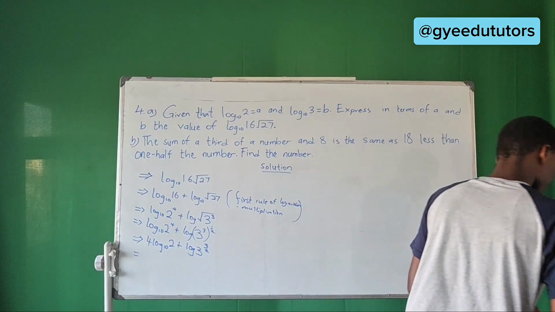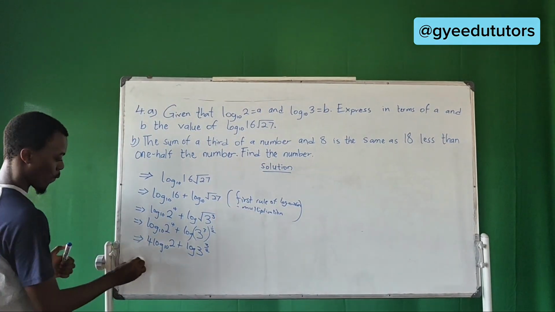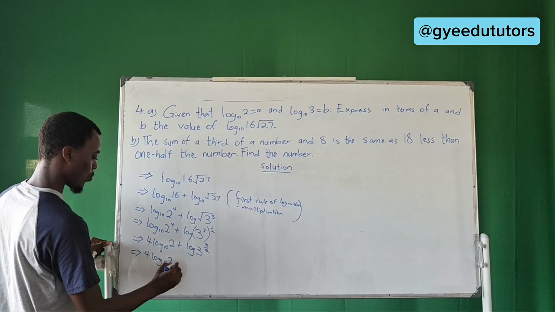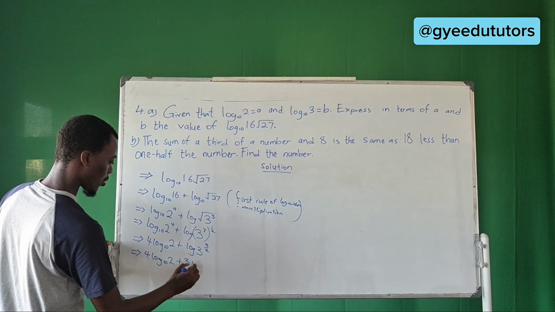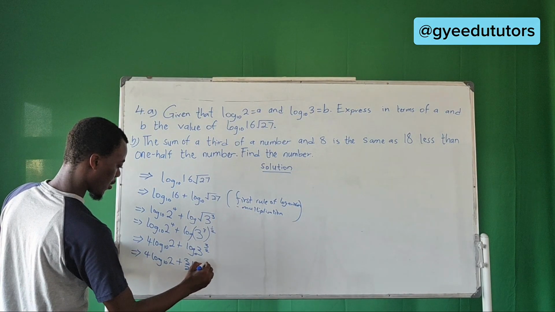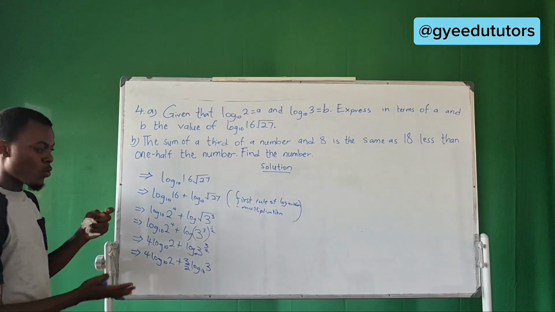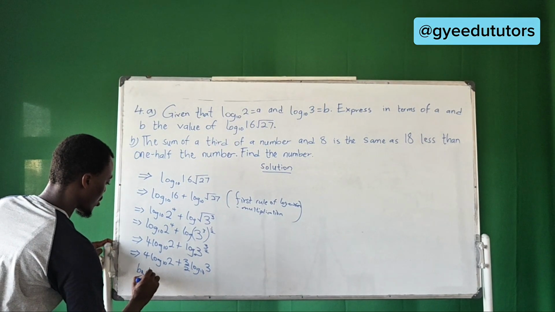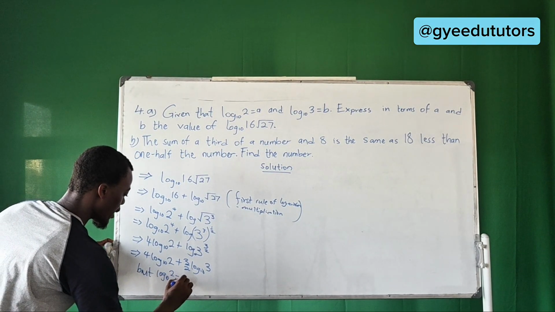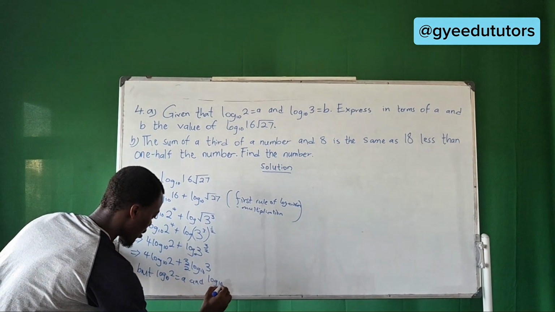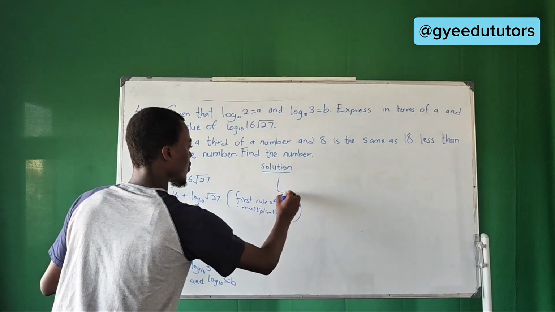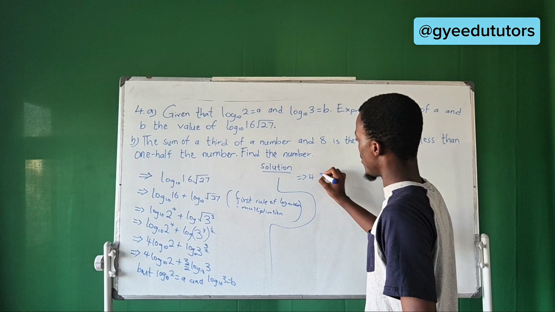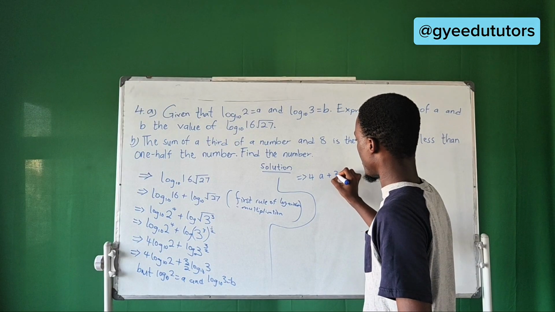Now let me just simplify it further. So here we have 4 log 10 2 plus 3 over 2 log 10 3. Now we've already found the answer we're looking for, because it said log 10 2 is a and log 10 3 is b. So now we have 4a plus 3 over 2 b.